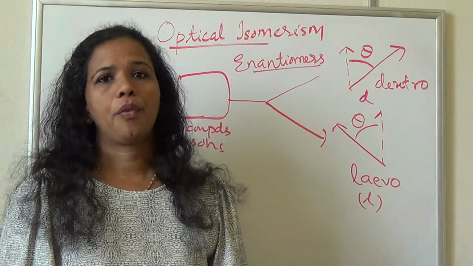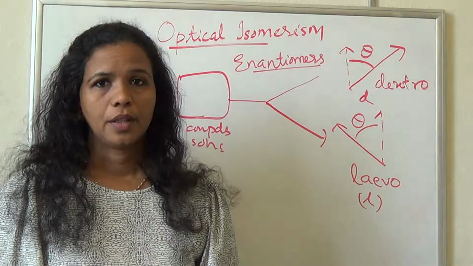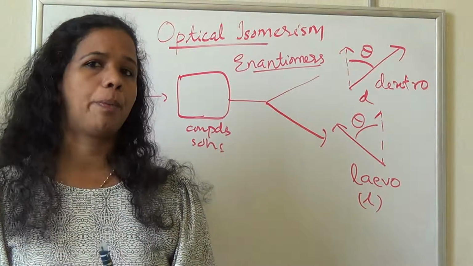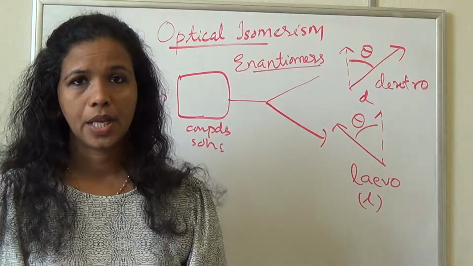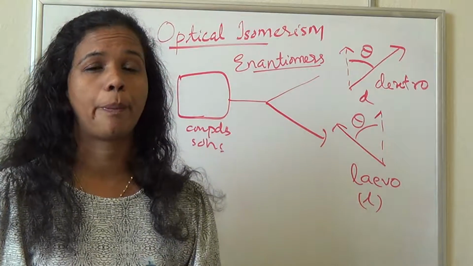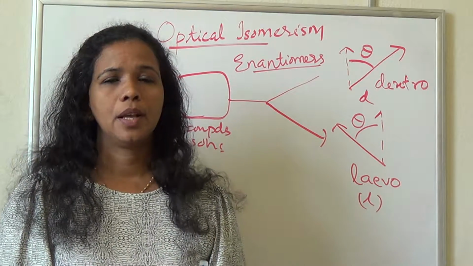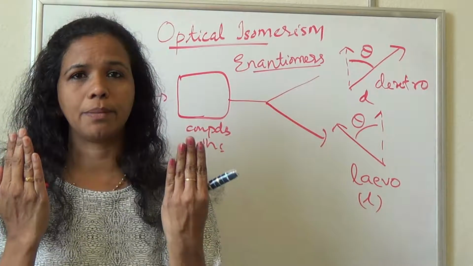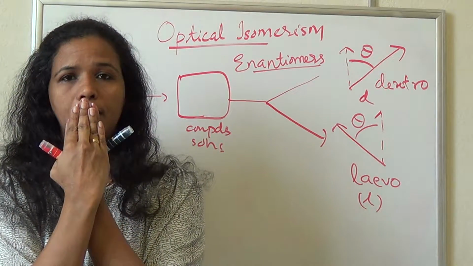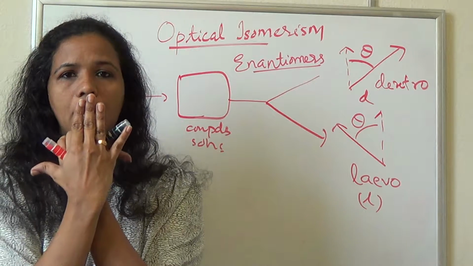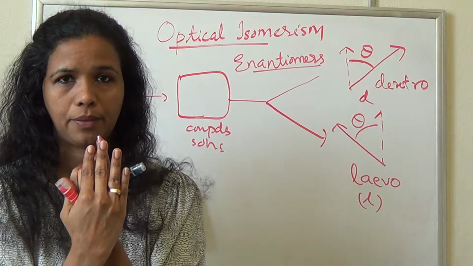Then to exhibit optical isomerism, the compound should possess some structural features. First one, it should be non-superimposable. Non-superimposable means take an object and take its mirror image and we keep one above the other. If it is superimposable, that is not optically active.